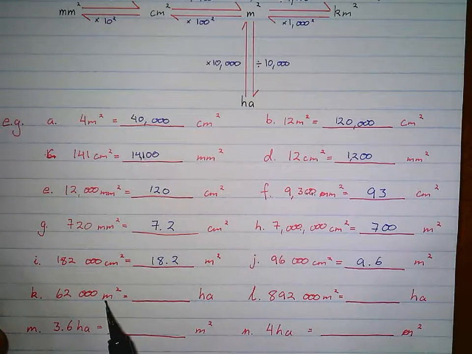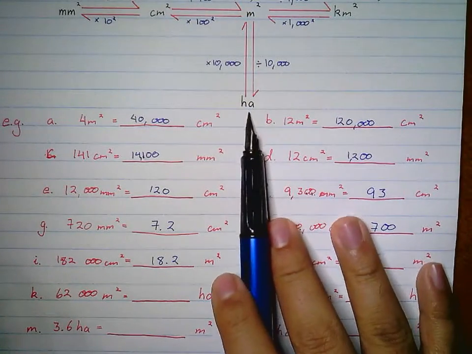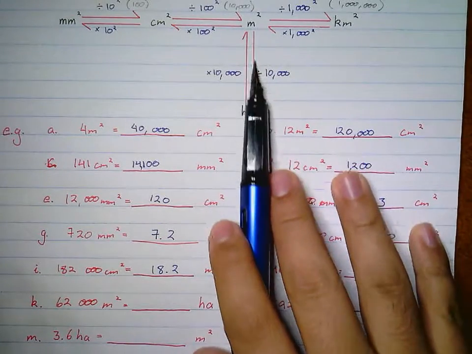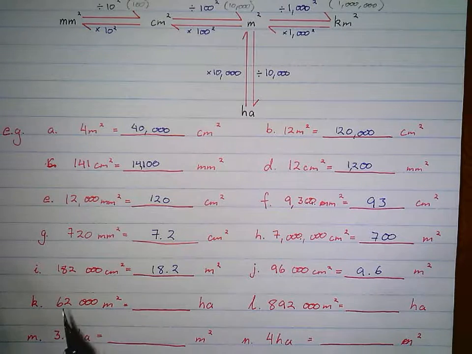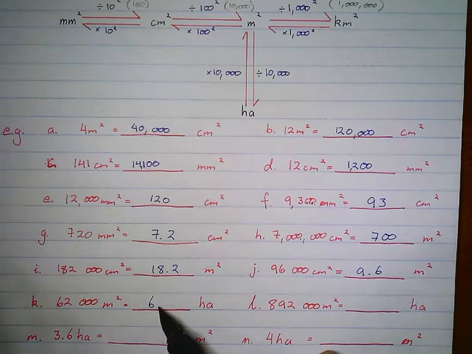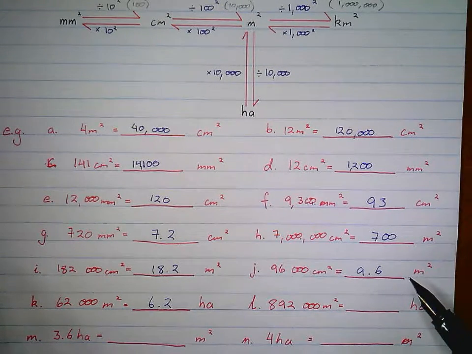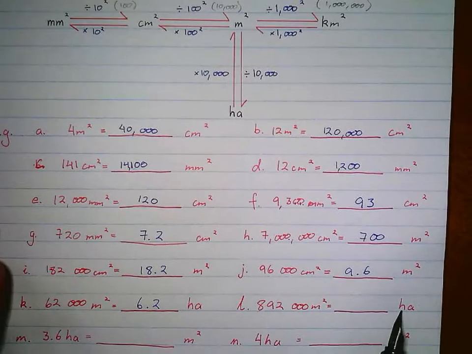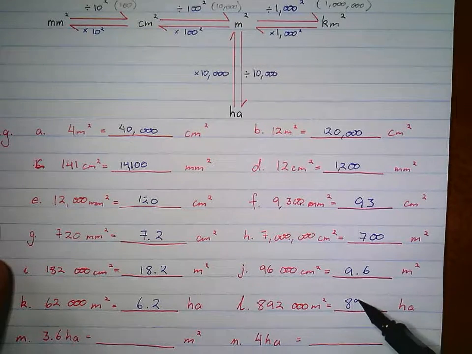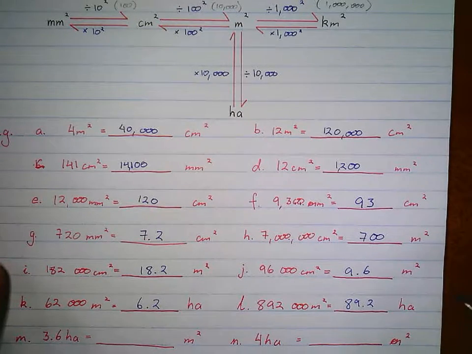6,200 meters squared to hectares this time means we're going to divide by 10,000. 1, 2, 3, 4 gives us 6.2 hectares. Same calculation from meter squared to hectares, dividing by 10,000. 1, 2, 3, 4. That gives us 89.2 hectares.